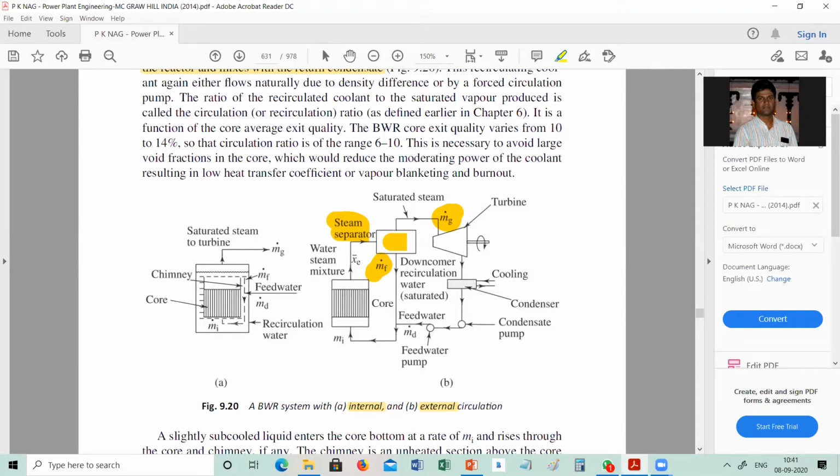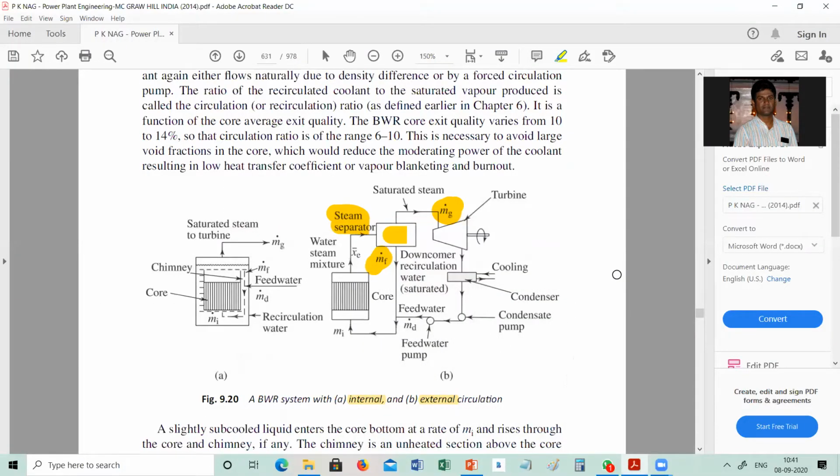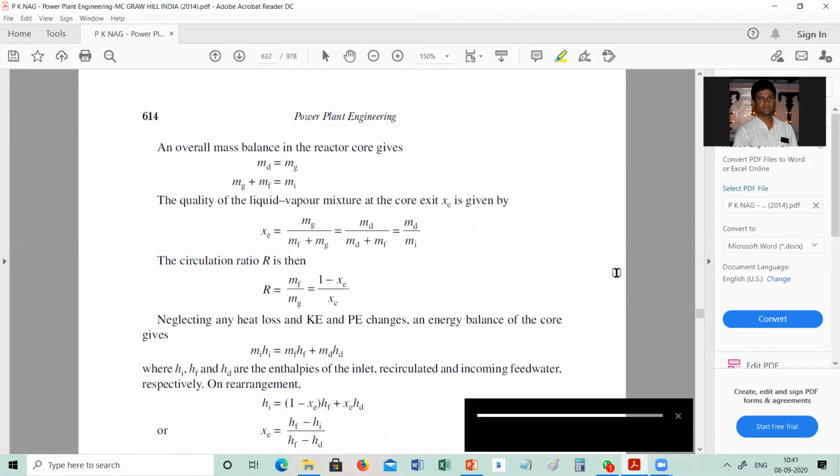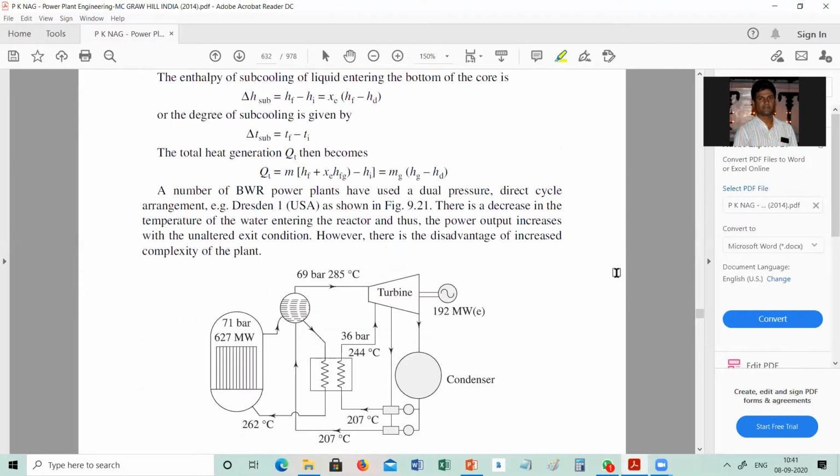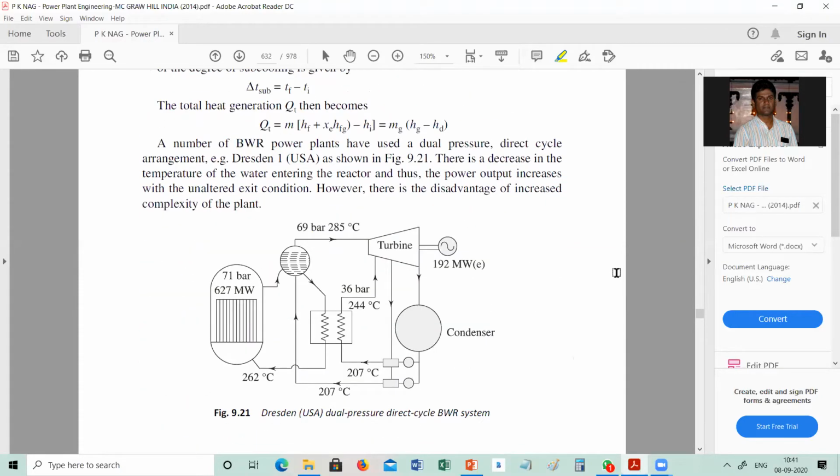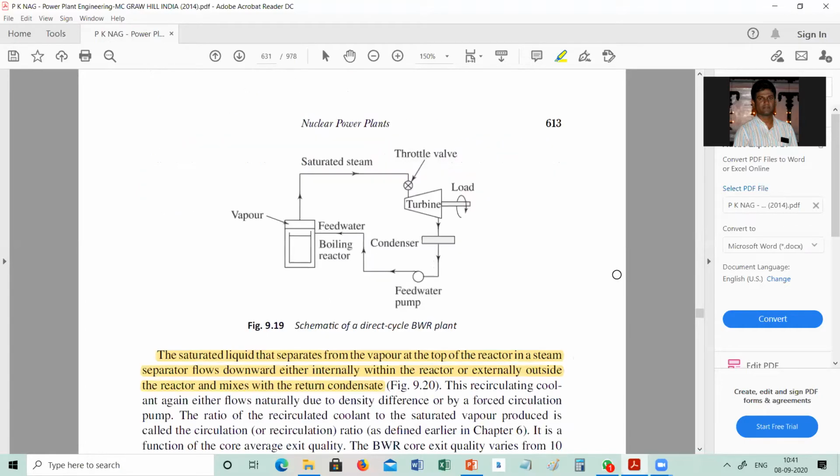Next, they have given some expressions which are not needed, so you just skip those things. Again, this diagram is also not required. Under one heading they have given 2-3 diagrams. The main diagram, for example in this case, this is the main diagram. You have to draw this diagram.